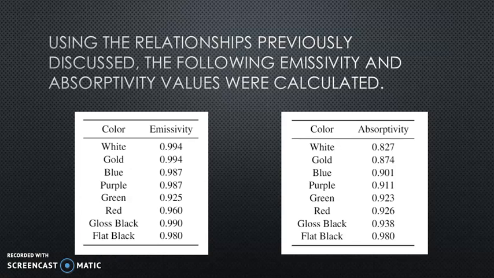Using the relationships previously discussed and flat black as a reference, the following emissivity and absorptivity values were calculated. All of the emissivity values were greater than 0.9, with a range of only 0.069. As was expected, the white paint had the lowest absorptivity value of 0.827, with a difference of 0.153 from the reference value.